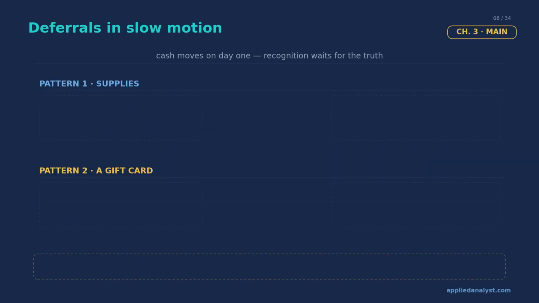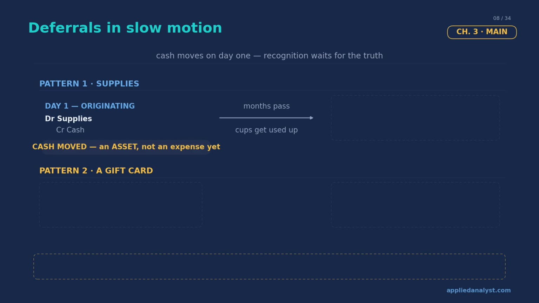Watch the deferral pattern happen twice. Pattern 1. Supplies. Day 1. You buy paper cups. Debit supplies, credit cash. Look at the timeline. Cash already moved, but nothing is an expense yet. The cups sit in the closet, an asset. Months pass. Customers come, cups get used up. So, on statement day comes the adjusting entry. Debit supplies expense, credit supplies. Recognizing only the amount you actually used. Cash first, expense later, that's the postponement.